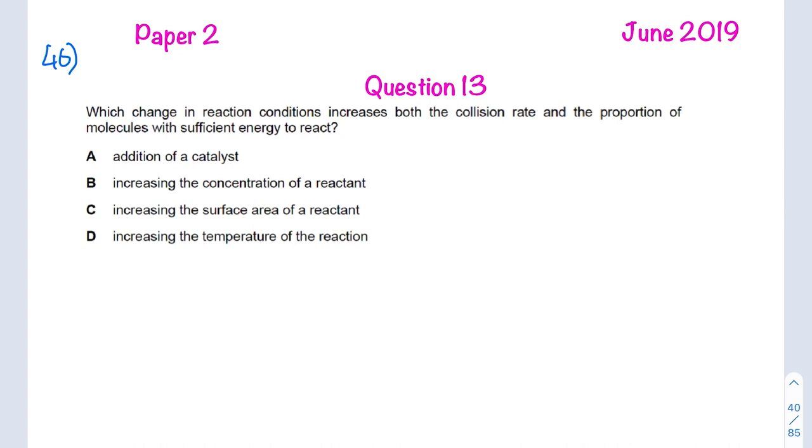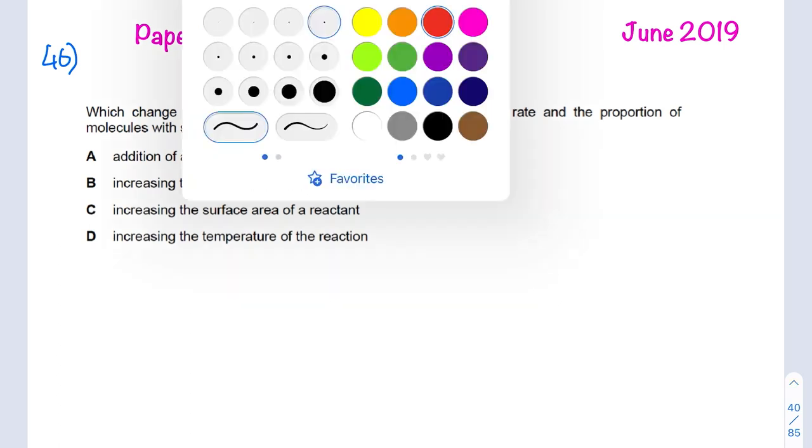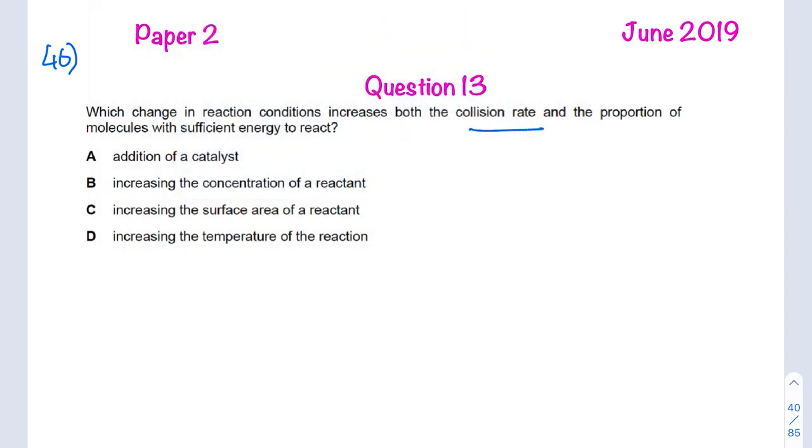Question number 46 from June 2019, paper 2, question number 13. Which change in reaction condition increases both collision rate and the proportion of molecules with sufficient energy? Both have to be increased. Not only the collision rate, but also the sufficient energy to react, both. So this can be done only with the increase in the temperature.